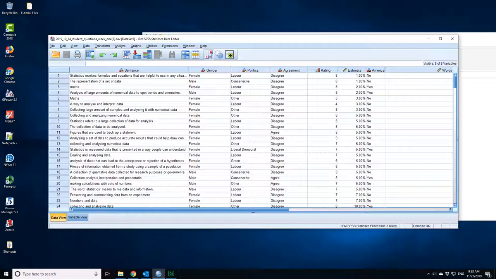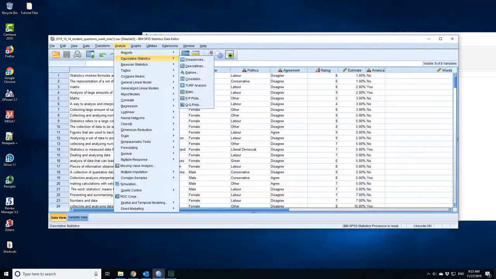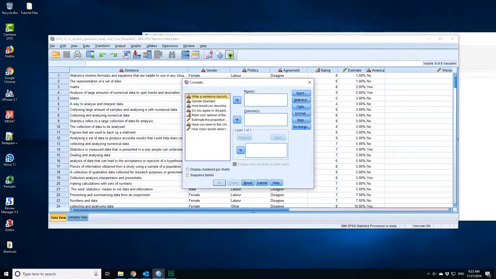Now, because these analyses have two columns that you're comparing to each other, you're counting how many people support a particular party that are male, how many support them that are female, how many support them that are non-binary. This is called a cross-tabulation because you have rows and columns. In this case, the rows are going to be gender and the columns are going to be agree or disagree, or the political party. So to do that, you want to go to descriptive statistics and cross-tabulations.